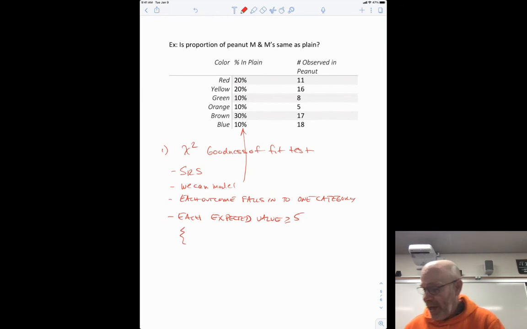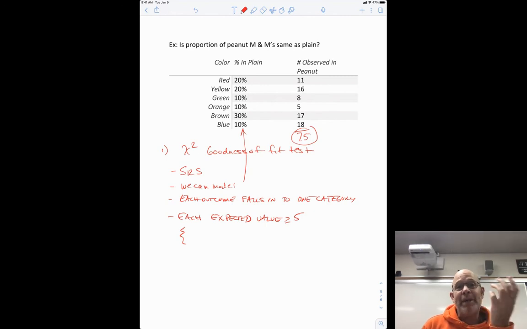So what we have here is, let me get out my calculator here. We took a sample of 11 plus 16 plus 8 plus 5 plus 17 plus 18. So we took a sample of 75 peanut M&Ms, right? And we expected 20% red, 20% yellow, and so on. So we need to know what those numbers are. Those are my expected values. And they're also very important anyway because I need them to run the test, right? So let's write them out.